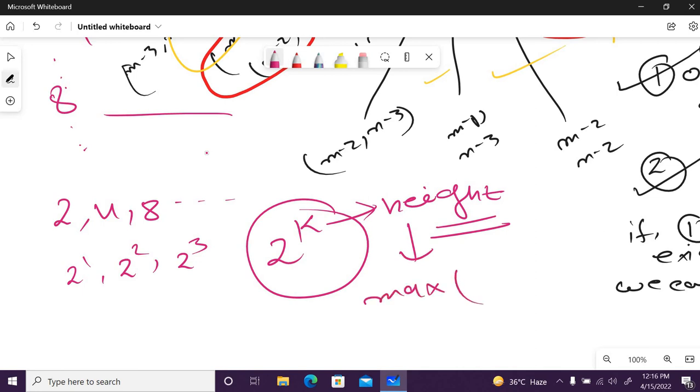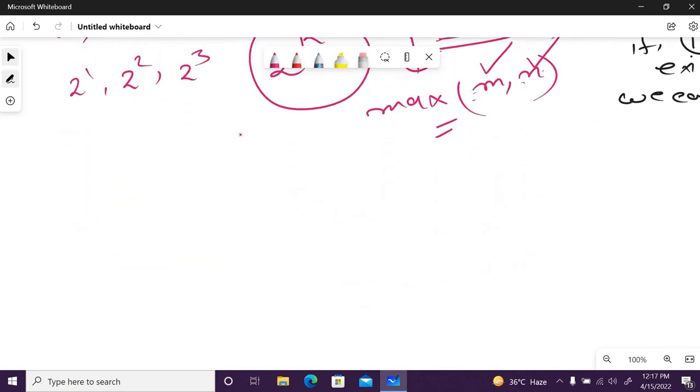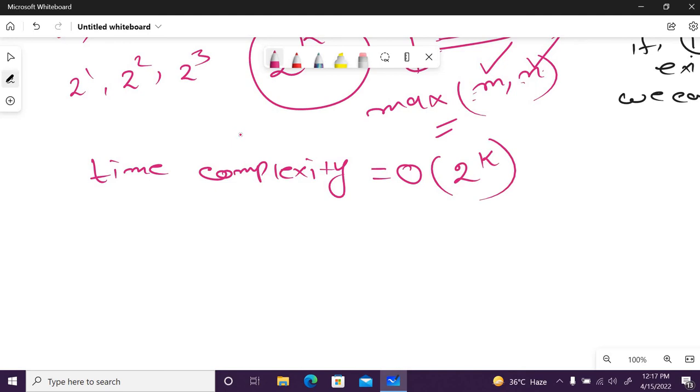What is the height here? That is nothing but the maximum of the two strings' lengths. The first string's length and the second string's length, whichever is the maximum length, that will be our height. And still this will be growing. You can take any example manually and see that it is happening. So what is the time complexity of this in general? Its time complexity is order of 2 to the power k. So if we write a simple recursive algorithm, then its time complexity will be order of 2 to the power k.